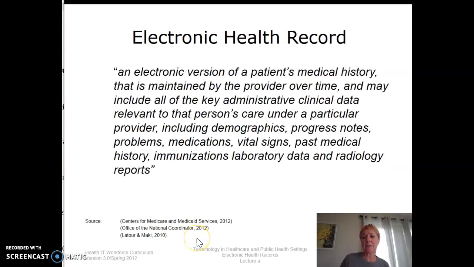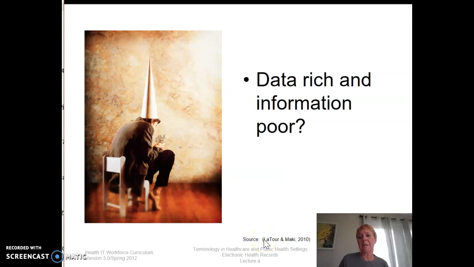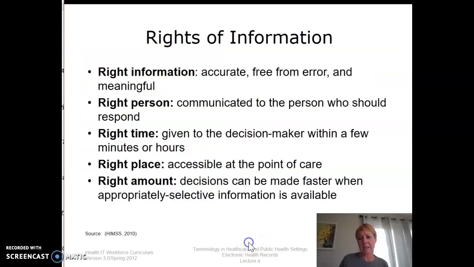Here's the definition of the electronic health record that you can read over. And past and future. Our goal is to improve technology, government support, and receptivity of healthcare professionals and patients. But we're going to see an increased use of electronic records, and with that increase in use, you're going to see an increase in the amount of data that's available. So we can be data rich and information poor. We have to keep that in mind going forward, that we want good information in order to provide the best care.